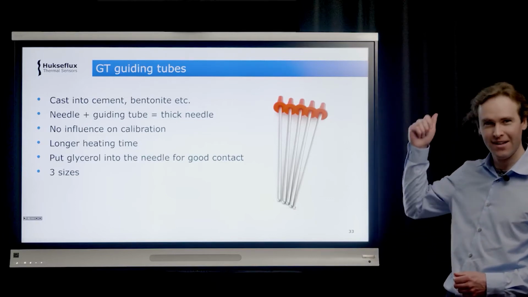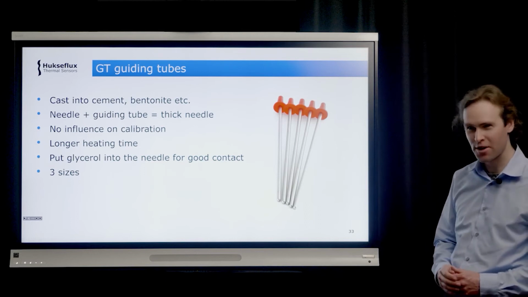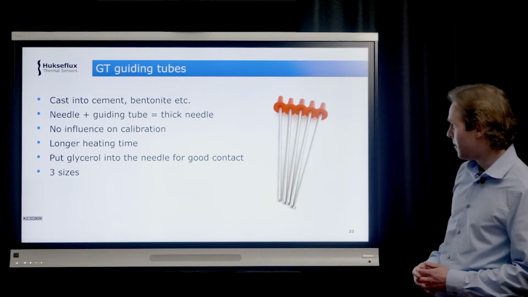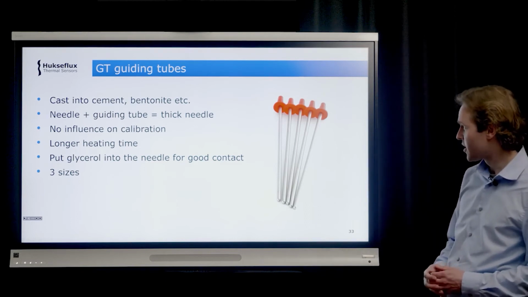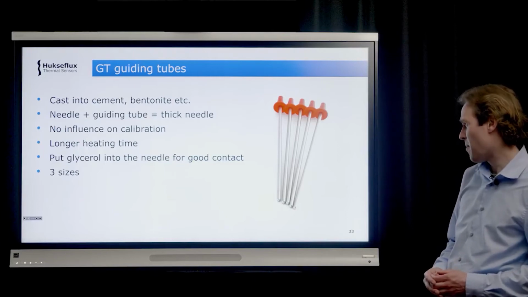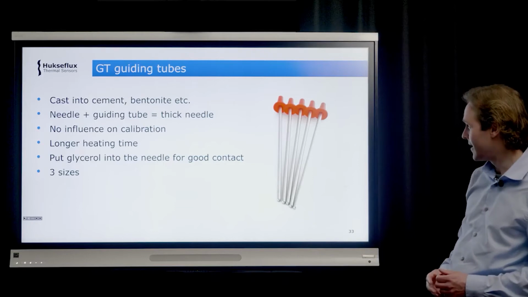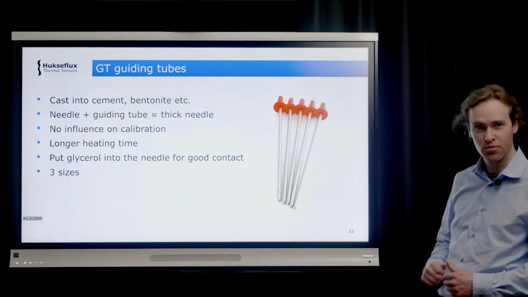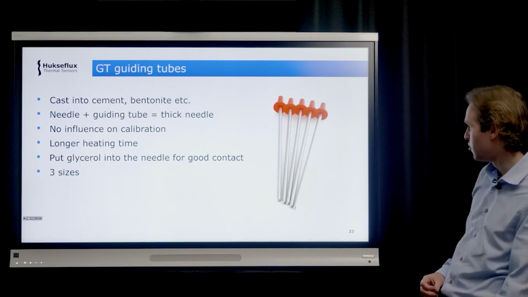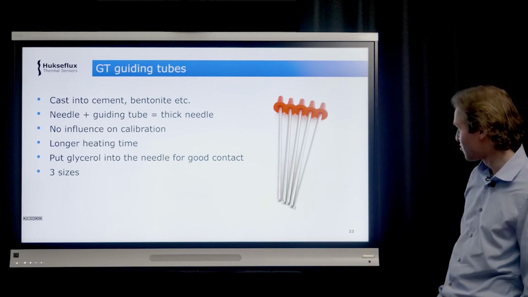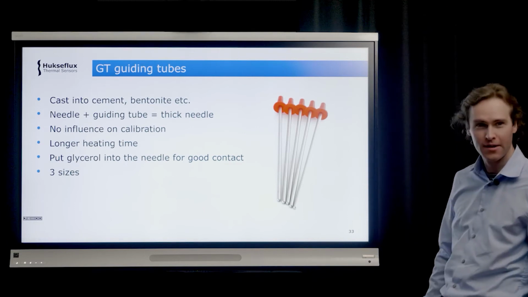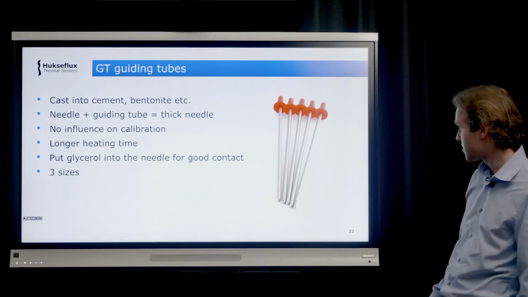So remember, thicker needle meant slightly longer measurement time. But it has no influence on the calibration. It might be wise to put a drop of glycerol into the guiding tube such that there's good contact between the probe and the guiding tube. And again, there's 3 different sizes of these to accommodate needles of different sizes.